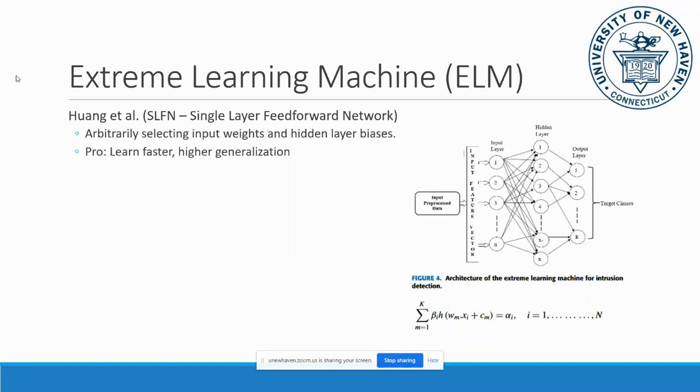The last model they looked at was the extreme learning machine. It's really tough to say it that way, but basically it's just a feed-forward neural network. In the paper they looked at, they used a model that had a single layer feed-forward neural network. What it proved was that by selecting random weights and initializing the hidden layer biases randomly, it makes the model learn faster and generalize better.